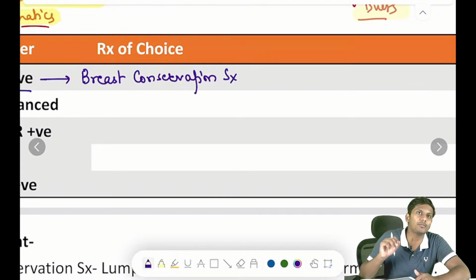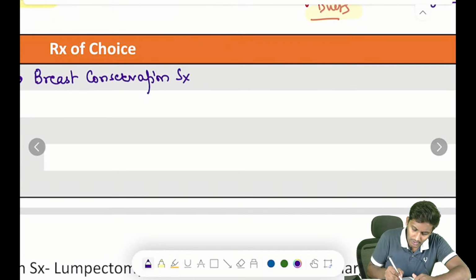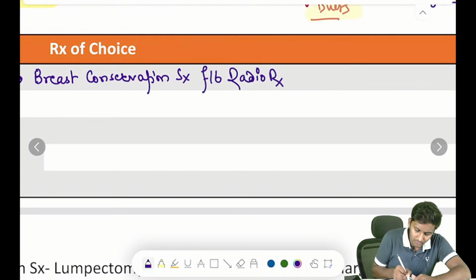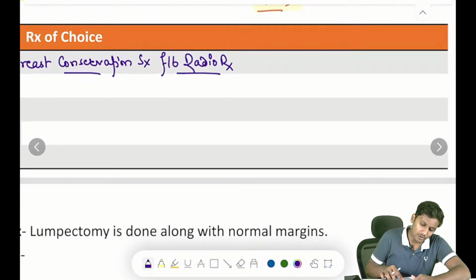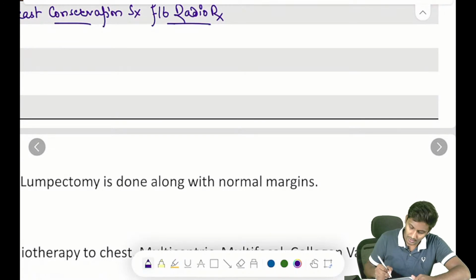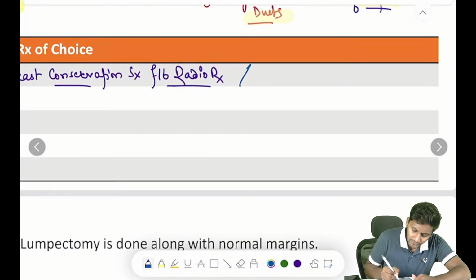Why? Because if you are removing only some part of the breast tissue, there are very high chances that some of the malignant cells or cancerous cells can be left behind. Therefore, to prevent any recurrence, so that the cancer doesn't happen again, you have to always give radiotherapy after a breast conservation surgery. So breast conservation surgery followed by radiotherapy will be one of the treatment options that you have for an early invasive breast cancer.